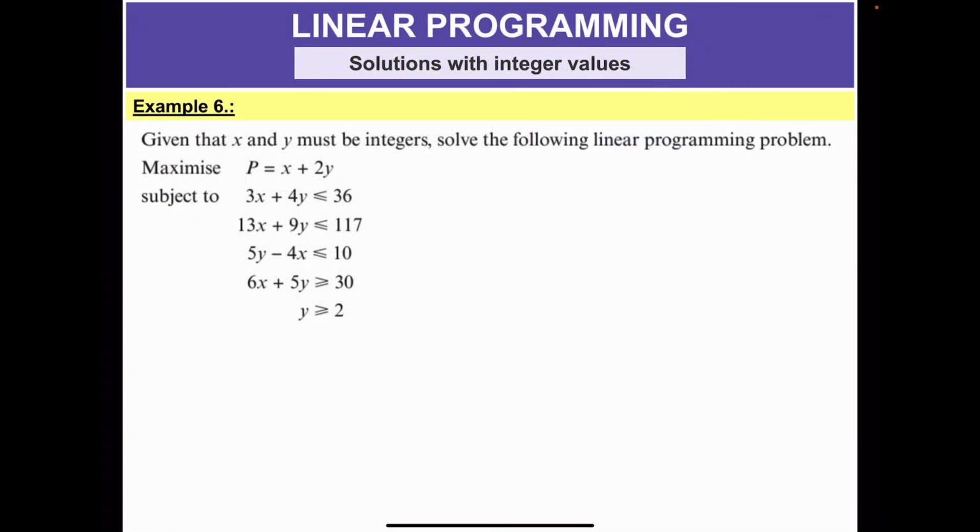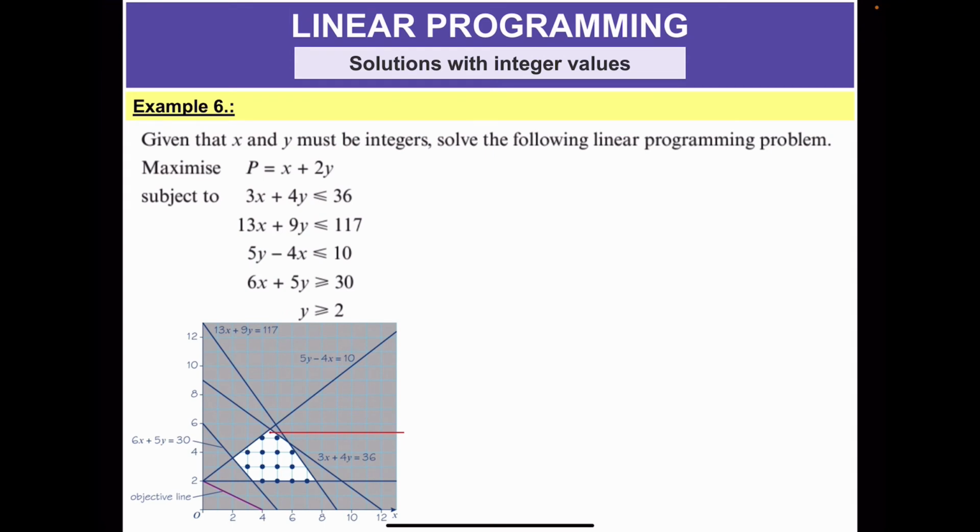So the next problem I would like you to try, again, take the square paper and do it on the grid on your own, and then we will compare the solutions. So first go ahead and sketch the region, and when you sketch the region, then check with my solution if you got it correctly, and then we will move on to identifying the optimal solution. If you have tried, then you should see something like this.